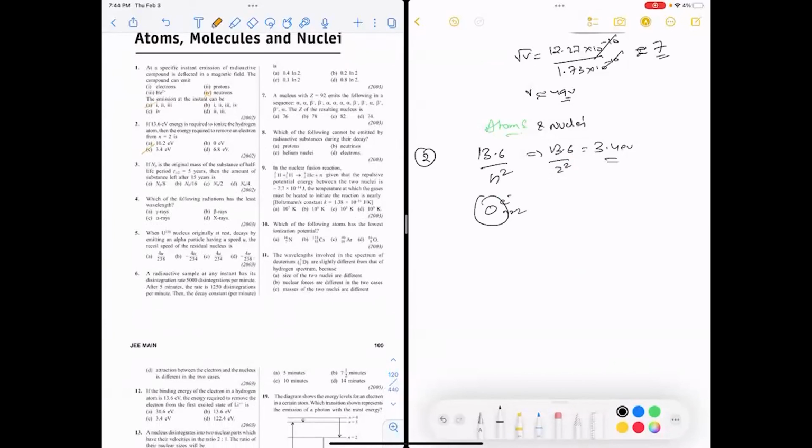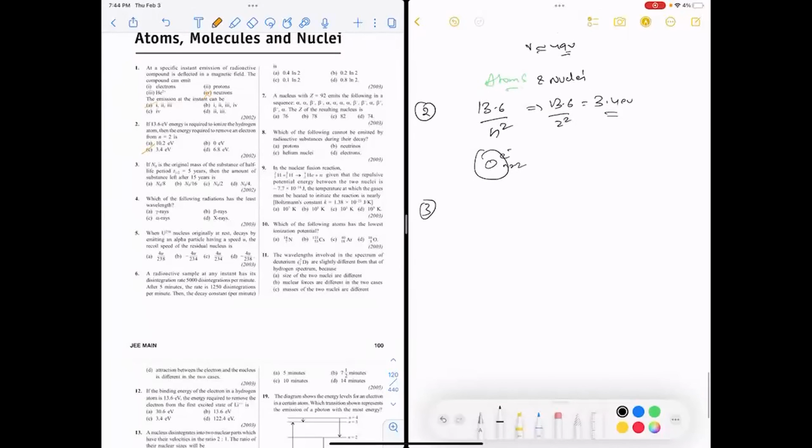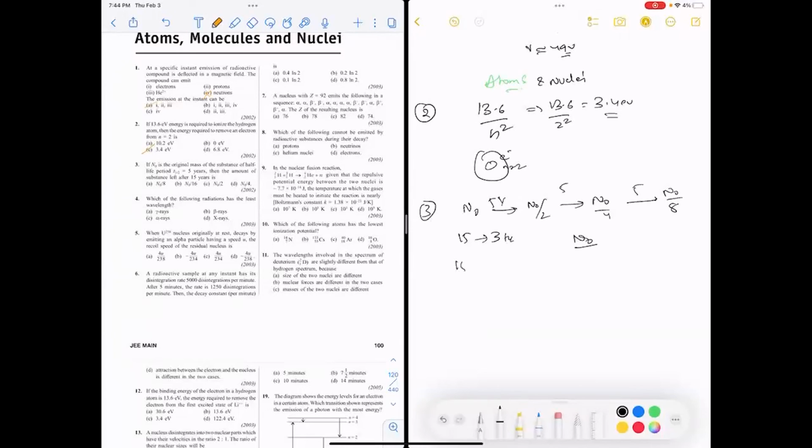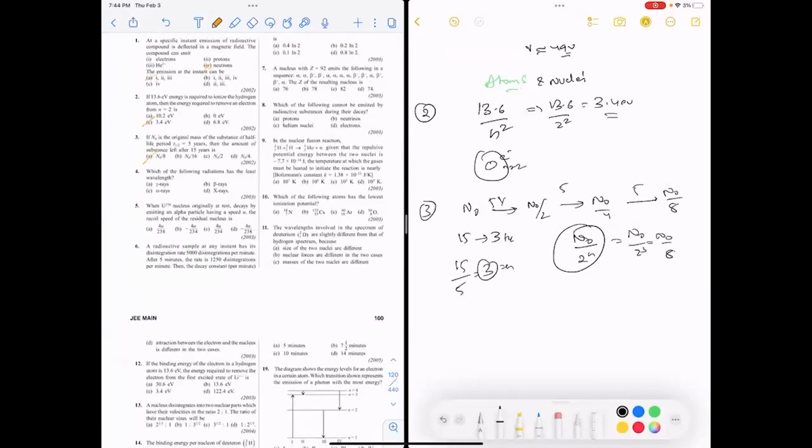Third one. If n naught is the original mass of the substance, half-life T half is 5 years, and the amount of substance left after 15 years is, so this is nuclear. Initially n naught, in first 5 years, how many will be there? N naught by 2. Next 5 years, n naught by 4, half. Next 5 years, n naught by 8. So 15 years is 3 T halves. So basically it is 15 by 5, which is 3. This is small n, 2 to the power n. So n naught by 2 cube, which is n naught by 8. Clear? How many are left? N naught by 8. How many are gone? 7 n naught by 8 are gone.